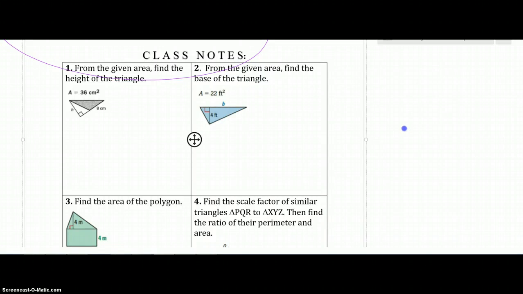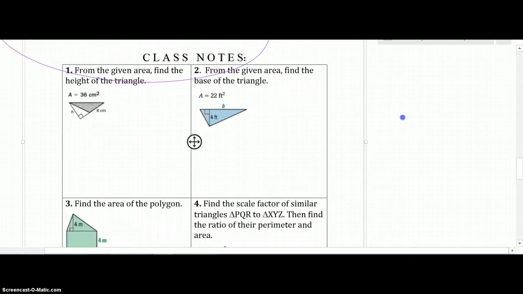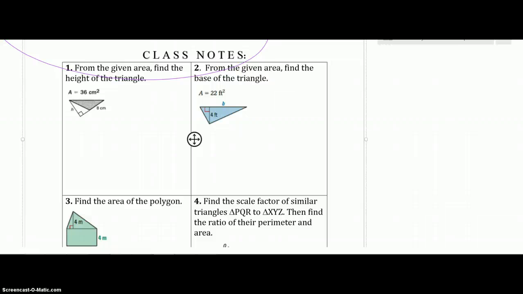Okay, so this section is all about triangles, the area of a triangle. And in this first example, we're actually going to work backwards. So all three of your checkpoints, I said, here's the base, here's the height, find the area. This is working backwards. So it says, from the given area, find the height of the triangle.